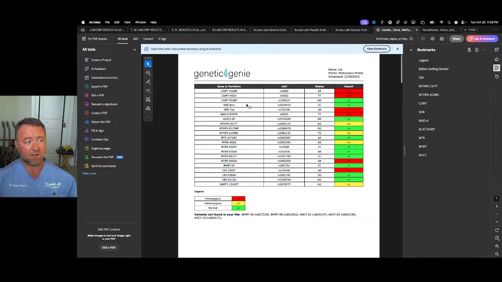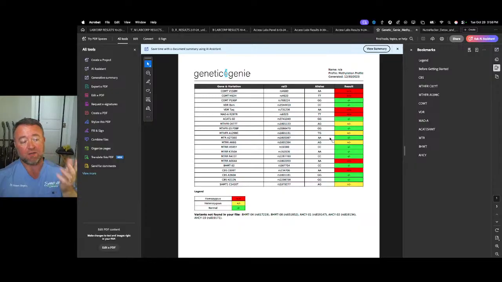So you've got COMT, you've got your VDR, which is for vitamin D. You've got MAO, MTHFR. Remember I mentioned that earlier. MTRR, MTR, and then BHMT, that stands for betaine-homocysteine methyltransferase, and then CBS. All of these genes are critical for something called methylation. You see the reds, those are the most critical ones, and then the yellows are less critical.